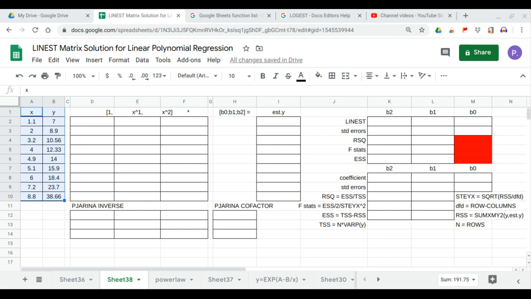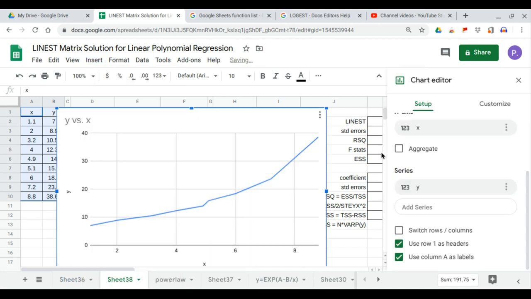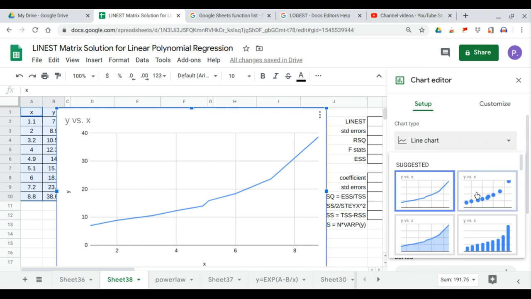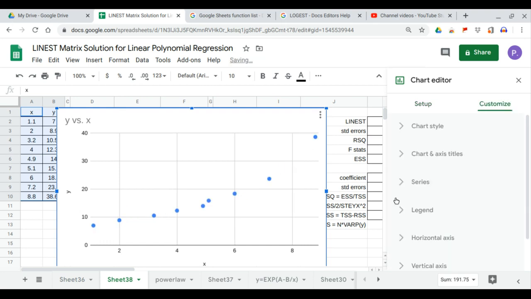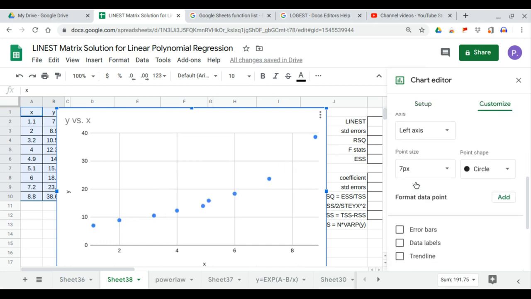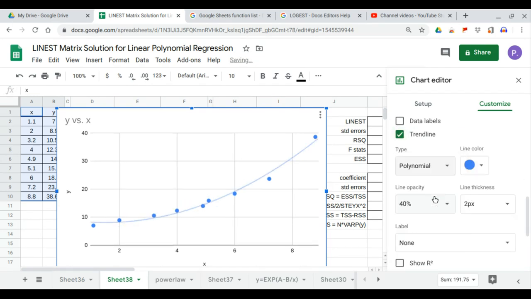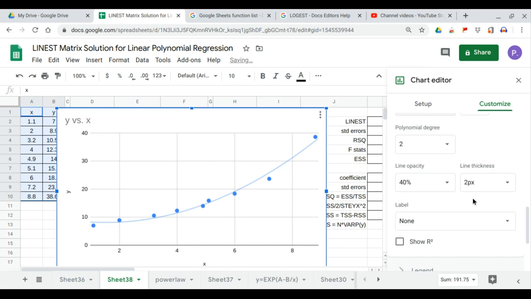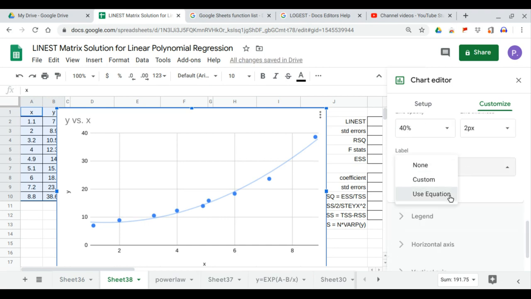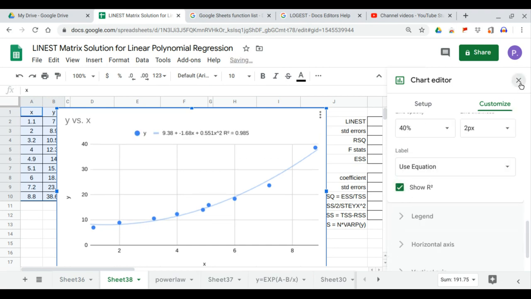In this video, we will use the LINEST function and matrix solution for linear polynomial regression of this dataset, the x and y. We begin with the chart, and we use a scatter chart. And we generate the polynomial trend line. We use polynomial raised to the power 2 and use the equation label and show the R squared.